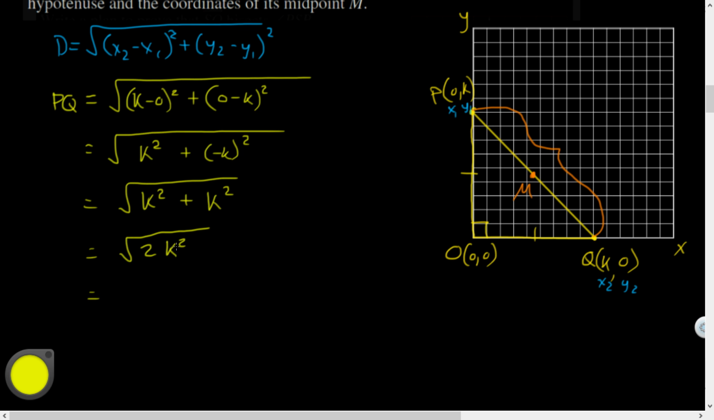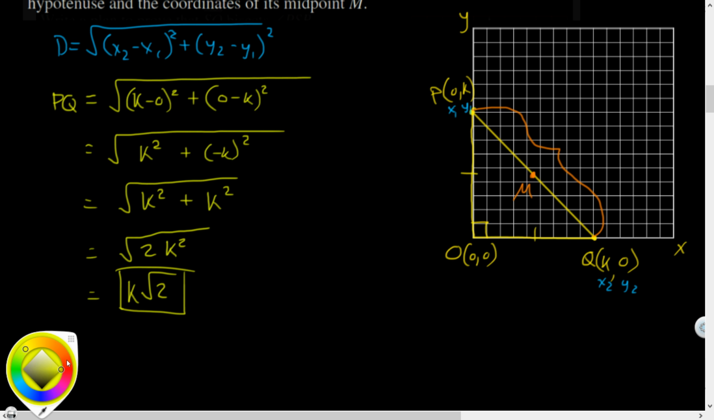And let's see, I could simplify this a little bit. I could factor out the k squared. Have you done any radical work in a long time? You did some properties of radicals in Algebra 1, the last 2 weeks. Nice. So the square root of k squared we'll call k. In our case, it's a distance. And the square root of 2 I can't simplify. So k roots of 2 is the distance between those points.